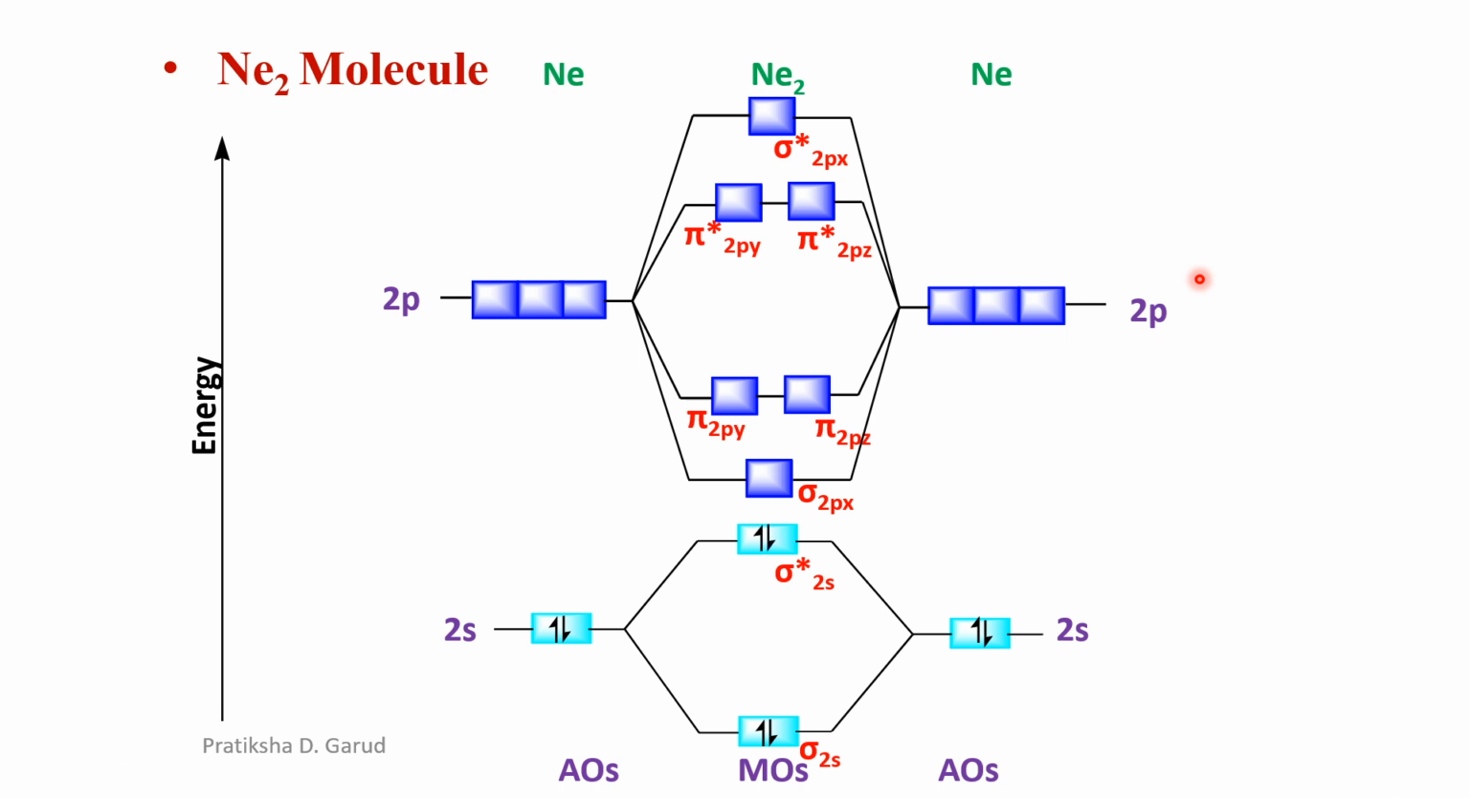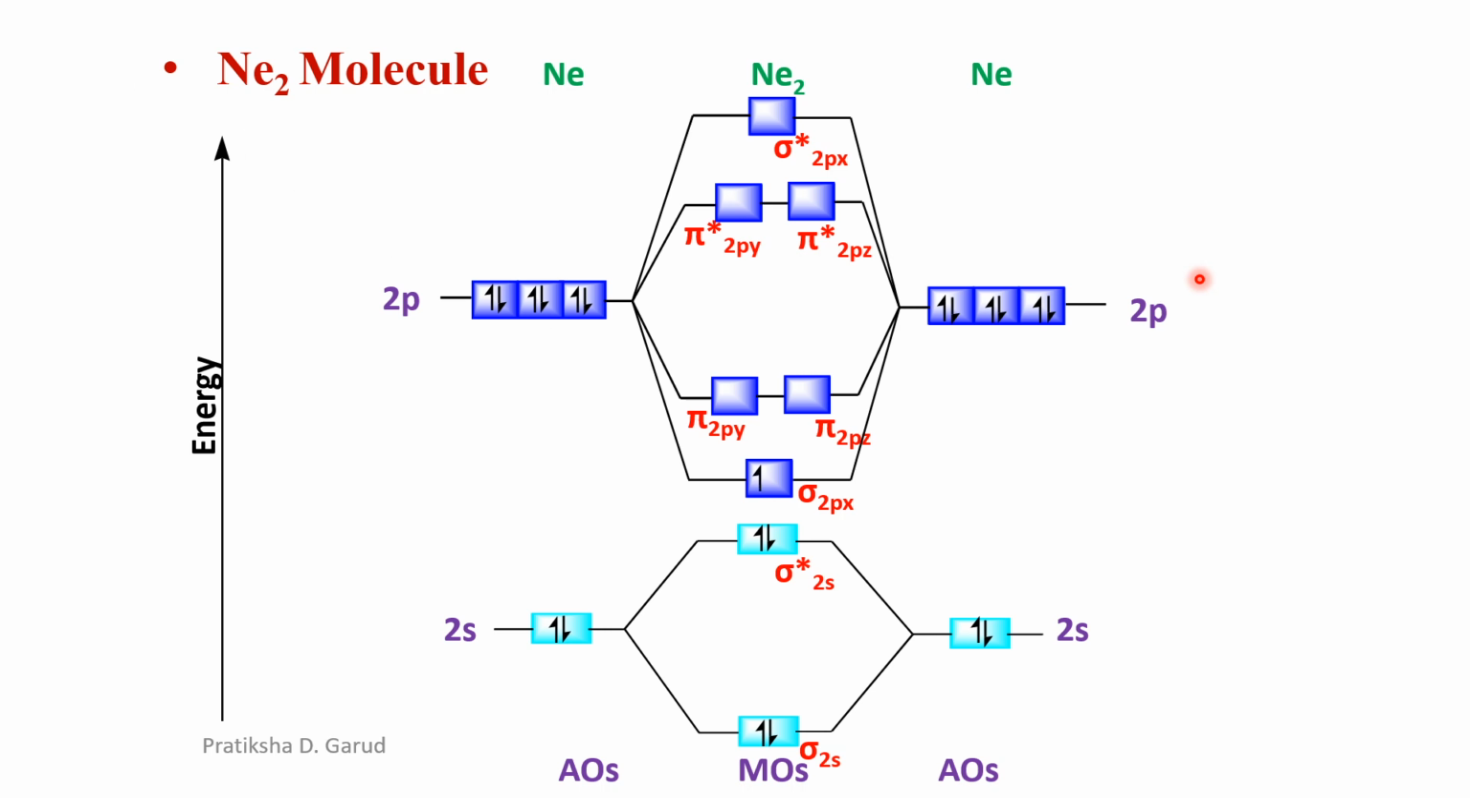Then the 2p. The 2p of each neon consists of first, second, third with parallel spin, then fourth, fifth and sixth. All are paired. Total 6 electrons in 2p of the first neon. Again in the second: first electron, second electron, third electron, then fourth, fifth and sixth. So in total there are 12 electrons. We have to fill these 12 electrons in the MOs.